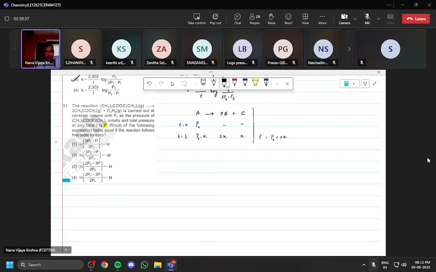Correct? So if it is following first order kinetics, what is the formula? K equal to 1 by T logarithm initial concentration upon final concentration. This I need to substitute. So first I will find the P naught minus X value. From here, what is X equal to? P minus P naught by 2. Therefore, P naught minus X equal to P naught minus P minus P naught by 2. Correct? LCM. P naught minus P by 2. Substitute.